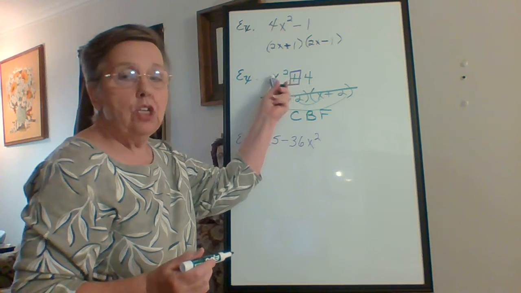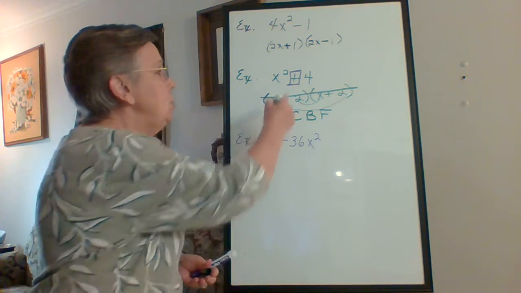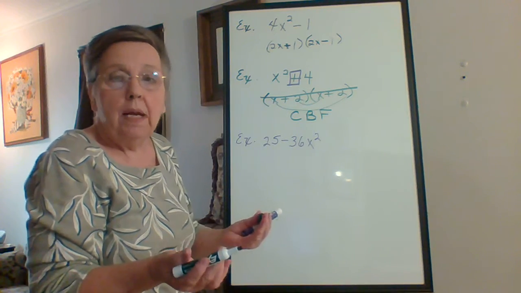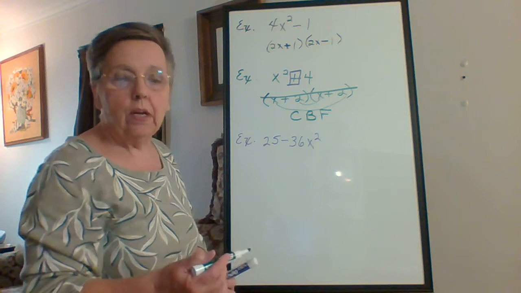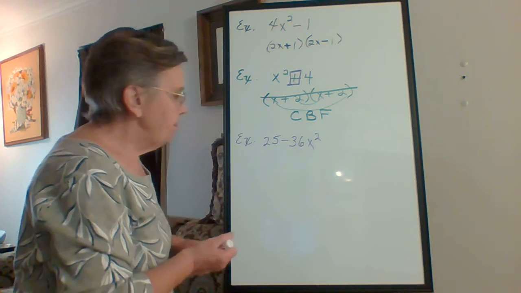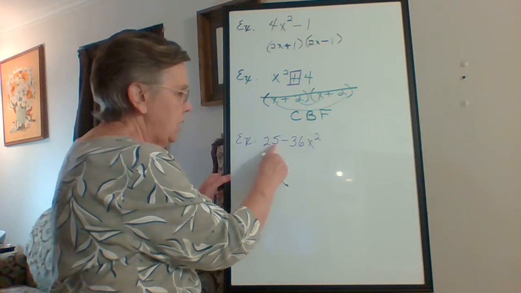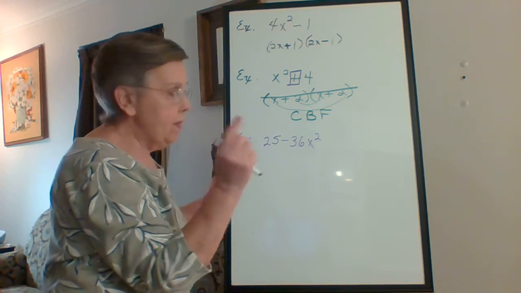If you notice that you have two terms and they're both perfect squares, but you have a plus sign there, you can just say CBF already because it's a plus. It's not the difference of two squares. Okay? Let's try the next one. Well, it's two terms and it is a difference. So I'm okay on that.